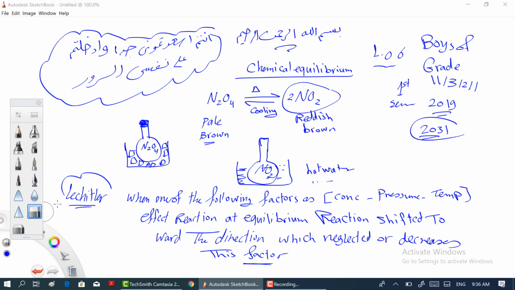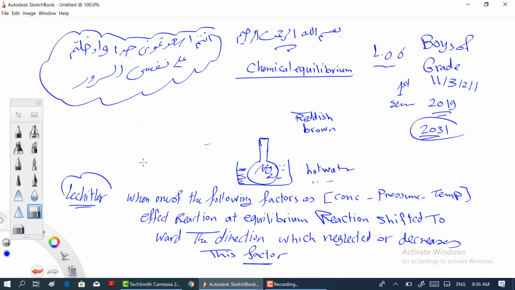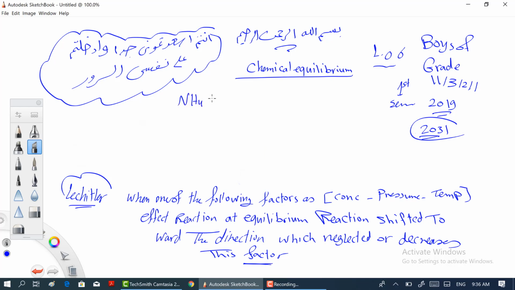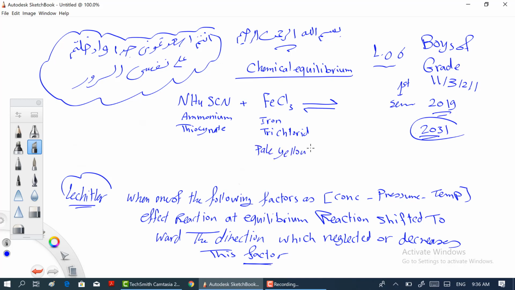It's talking about the concentration. These reactions, NH4SCN, ammonium thiocyanate, react with the iron trichloride, FeCl3, iron trichloride pale yellow, giving to us Fe(SCN)3, iron thiocyanate, plus 3 NH4Cl. In this case, what is the effect of the concentration?